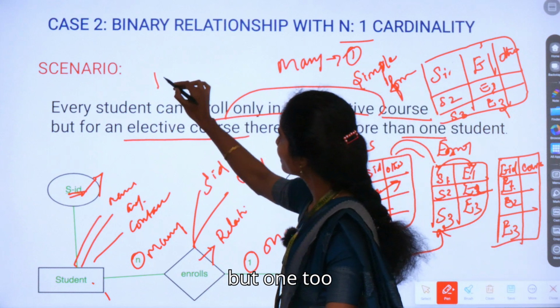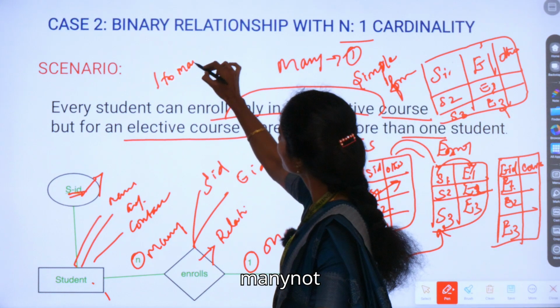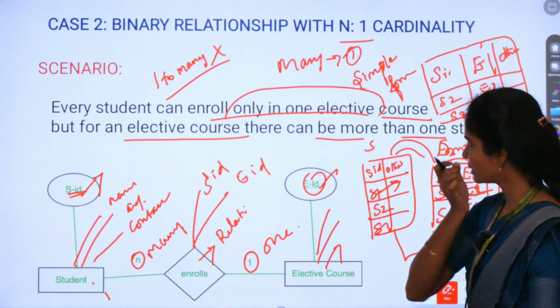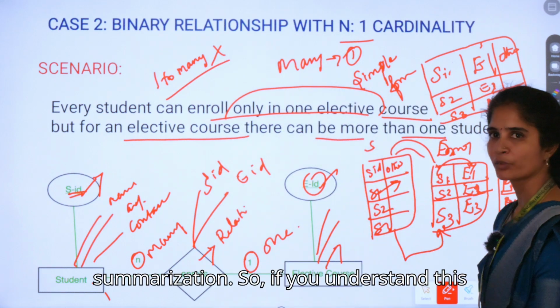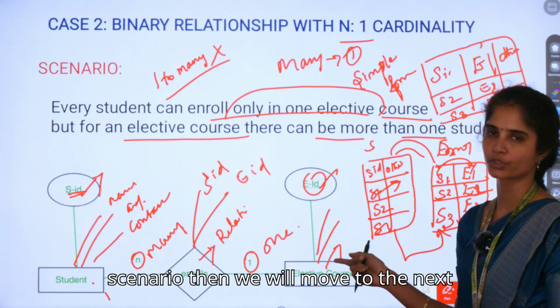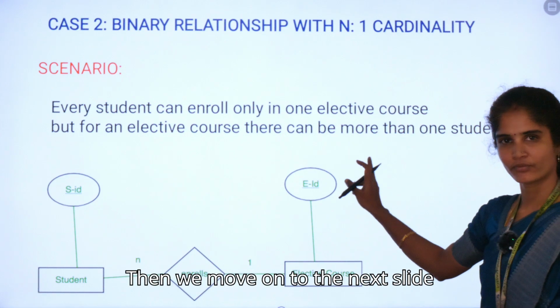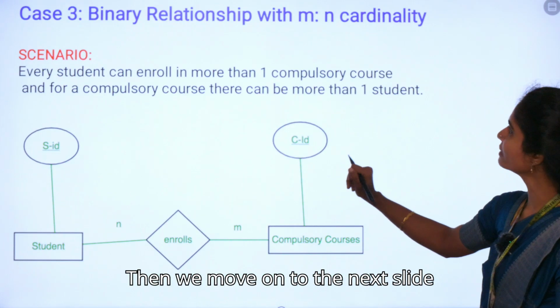But one-to-many is not possible in table summarization. So I hope you understand this scenario. Then we will move to the next topic. Okay, then we will move on to the next slide.